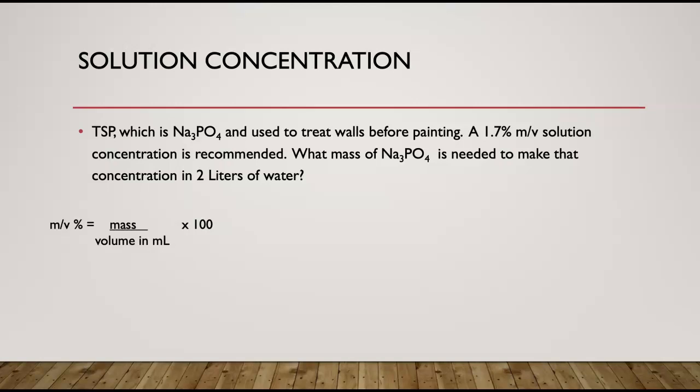Hopefully you thought of that mass volume percent, and then I always remind myself that that volume must be in milliliters. And so I'm looking for the mass of sodium phosphate to dissolve in that solution. I have to convert my liters to milliliters. And then I found that 34 grams was my mass. So in order to make this solution, I would weigh out, just like we've done in the lab, 34 grams of sodium phosphate, dissolve it in a little bit of water, and then using a volumetric flask, dilute that to 2 liters.